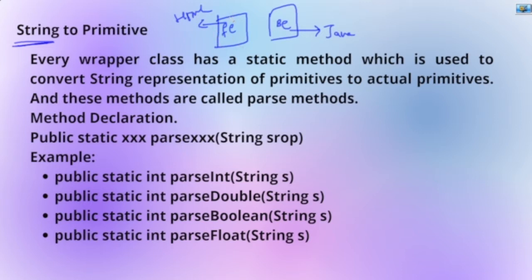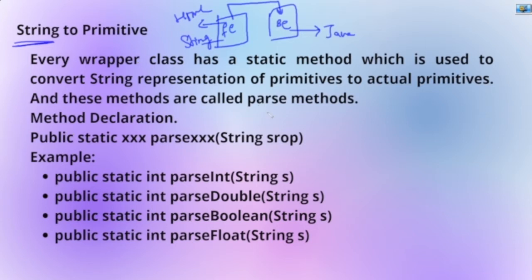Here, when you are taking any data in your front end, you are always going to take it in the form of a string. And in your back end, even if it is a number, it will be taken as a string. To convert that number into its actual data type, we are going to use string to primitive conversion, and here we use the wrapper classes. Every wrapper class has a static method which is used to convert the string representation of primitives to actual primitives.